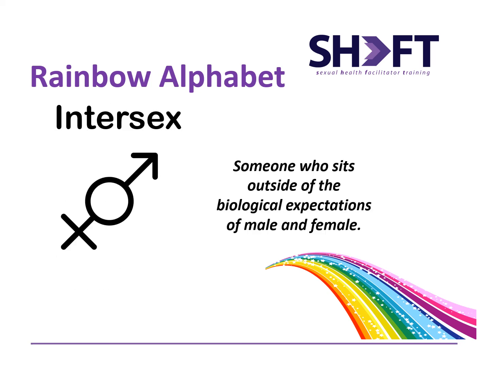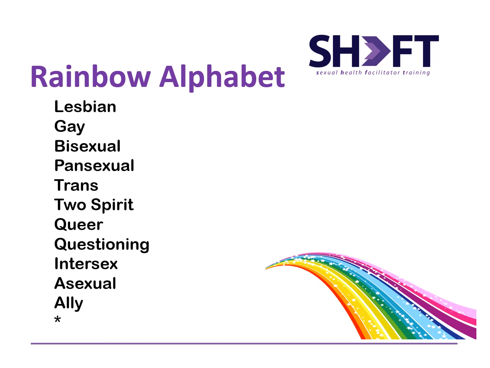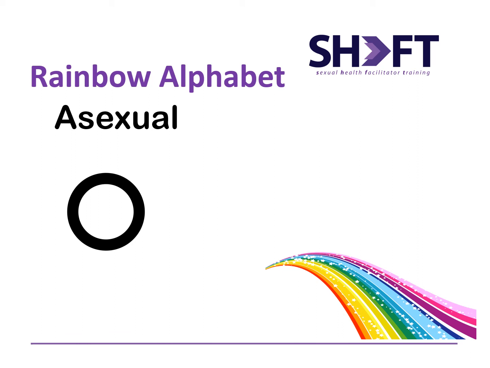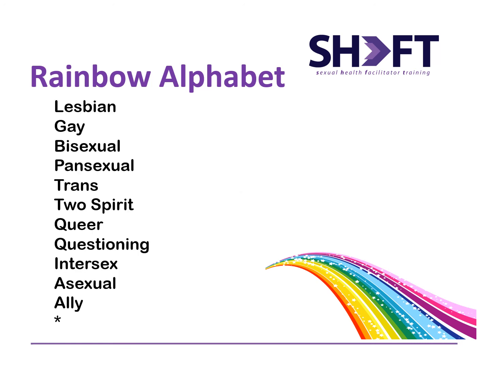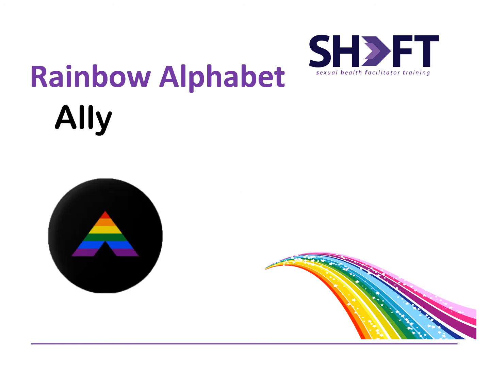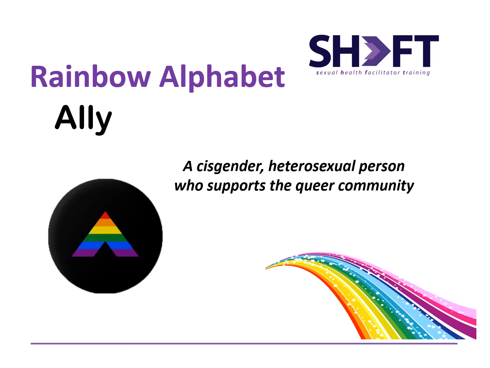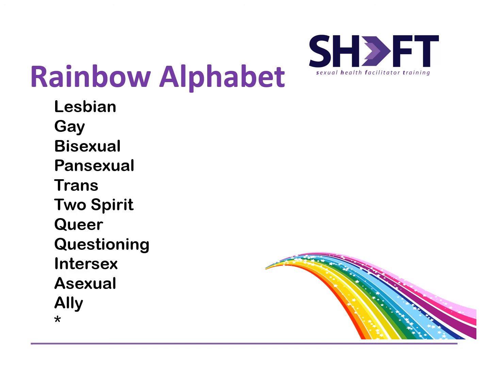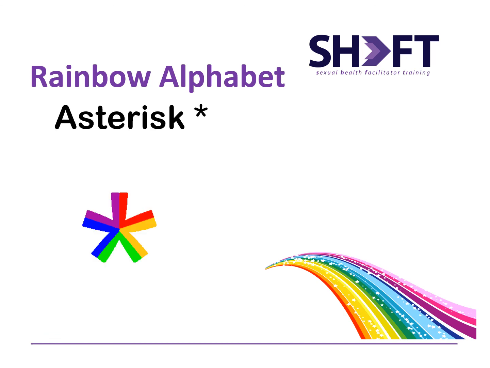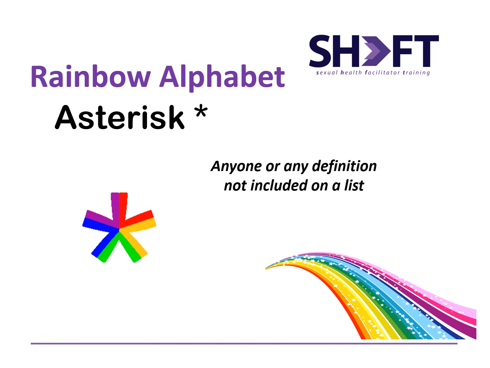Intersex describes someone who falls outside of the biological expectations of male and female. An asexual person holds no sexual attraction towards others. An ally is a cisgender heterosexual person who supports the queer community. The asterisk is used to include everyone who is not specifically named.